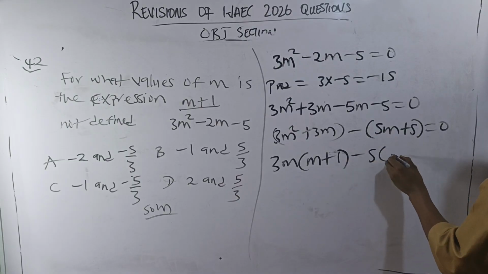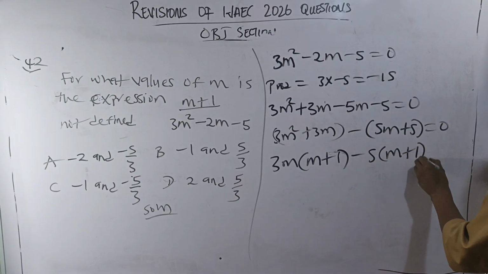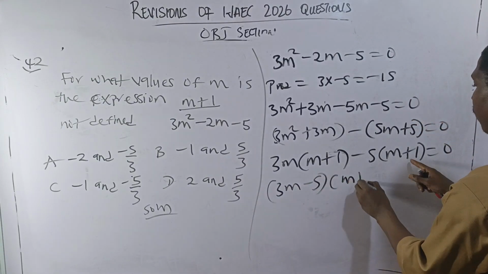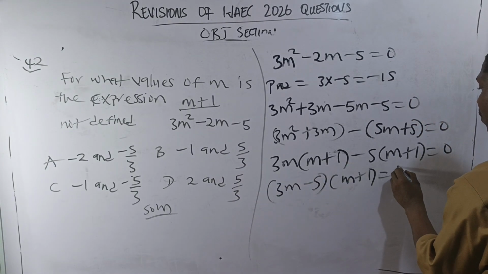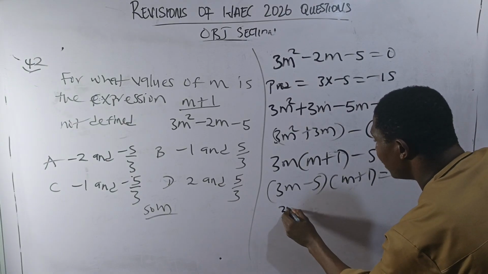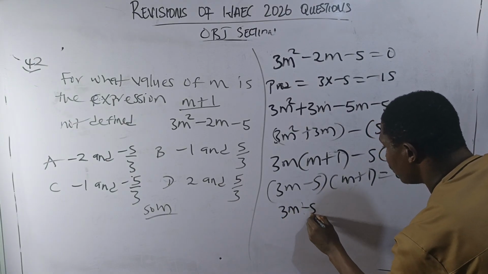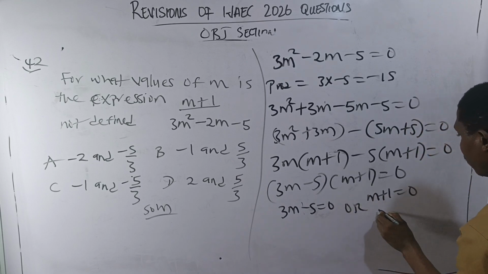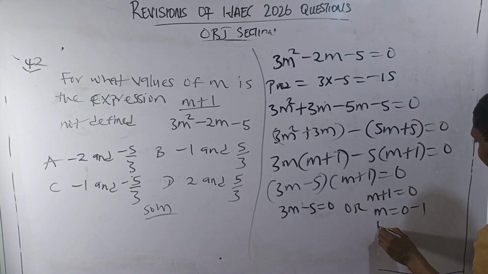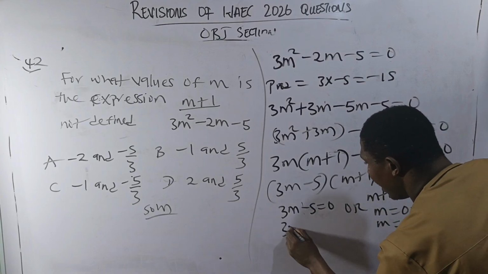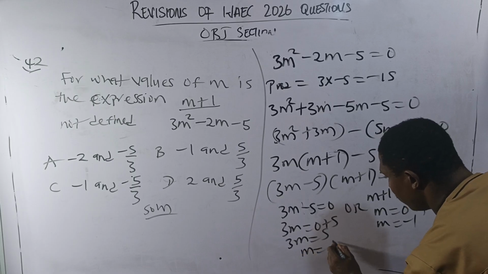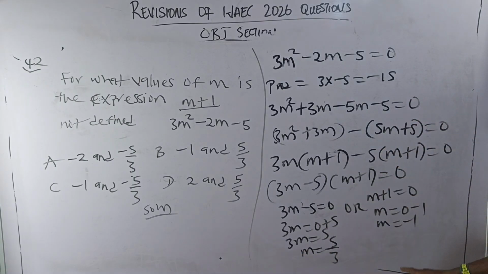5m divided by 5 is m. And 5 divided by 5 is 1. Equal to what? 0. So I have 3m minus 5 and m plus 1 equal to 0. So I have 3m minus 5 equal to 0, or m plus 1 equal to 0. And my m will be equal to 0 minus 1. m will equal minus 1. And here I have 3m equal to 0 plus 5. 3m will be equal to 5. And m will be equal to 5 over 3. So we have 5 over 3 or minus 1 as our answer.